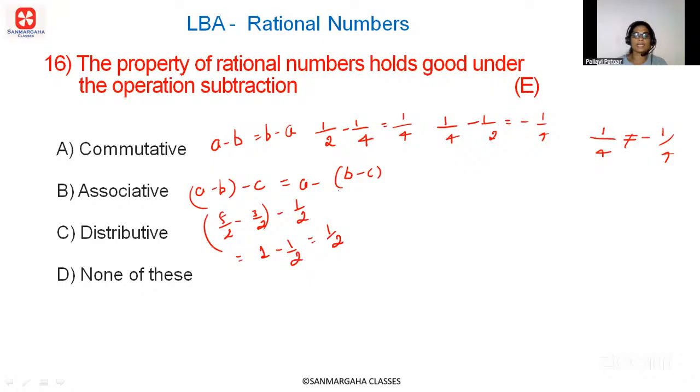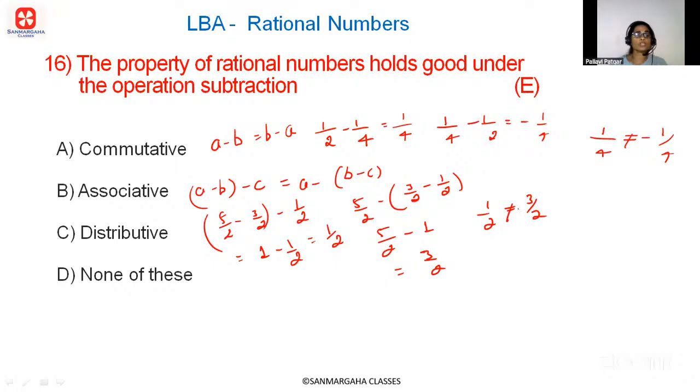So on the right hand side, 5 by 2 minus (3 by 2 minus 1 by 2). Here 3 by 2 minus 1 by 2 is 2 by 2, so this is 1. So 5 by 2 minus 1 is equal to 3 by 2. So here 1 by 2 is not equal to 3 by 2. So subtraction is not associative.